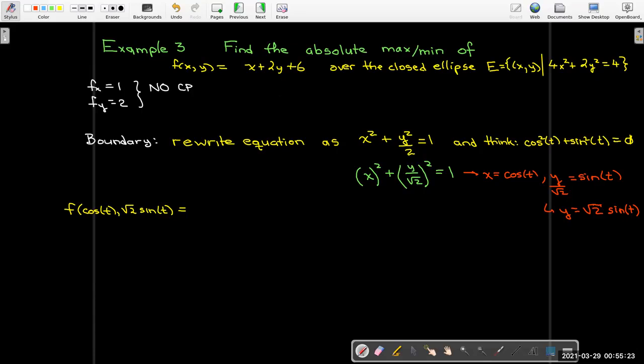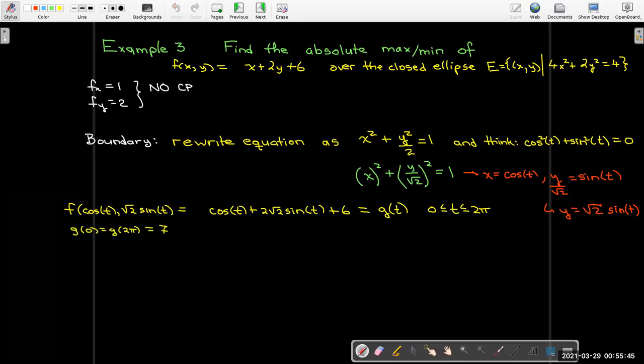In the equation of the plane, I'll get a function of only one variable. I'll call that g of t, and t ranges from 0 to pi over 2. So now we have our calculus 1 problem. We'll find the critical numbers and evaluate at the boundary. So I'm going to evaluate it at the endpoints. g of 0 is the same as g of 2 pi, which is just going to be 7.